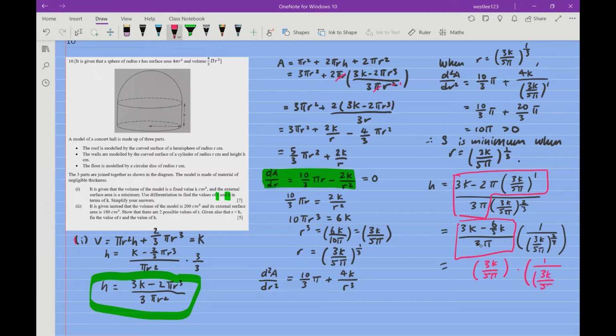So can you see this? 3k over 5 pi power 1 divided by 3k over 5 pi power 2/3. So they cancel off each other and we have 3k over 5 pi power 1/3. All right, so this is our h in terms of k. You might want to pause the video now to take down the working and to see what's going on, because I'm going to erase the working to move on to question 2.